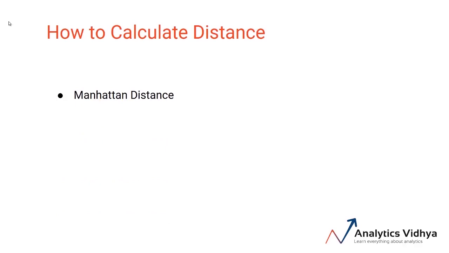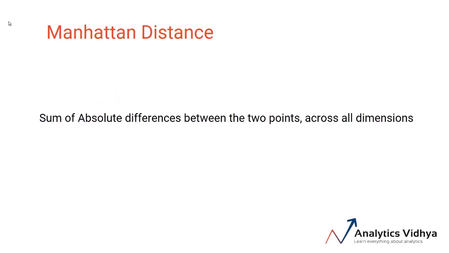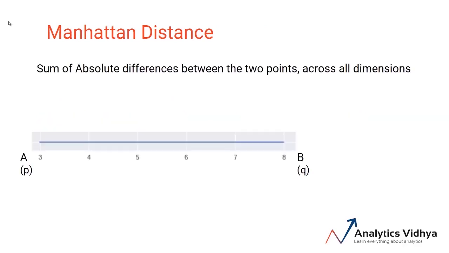The Manhattan distance is the sum of absolute differences between 2 points across all dimensions. Sounds complicated? Let's break it down. For now, we'll consider just one dimension. Now we have 2 points in this dimension, A and B, which have coordinates P and Q. How do you think we can calculate the distance between A and B? Quite simple, right? We can see the value of P to be 3, we have the value of Q to be 8, and we'll simply calculate the absolute difference, 3 minus 8, which comes out to be 5.